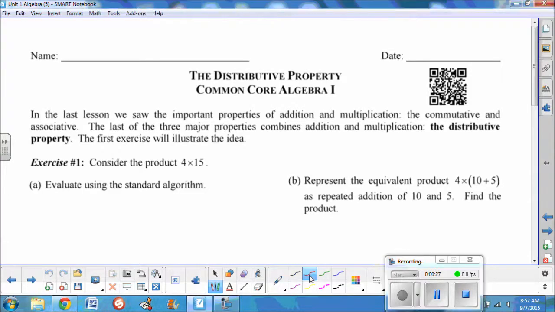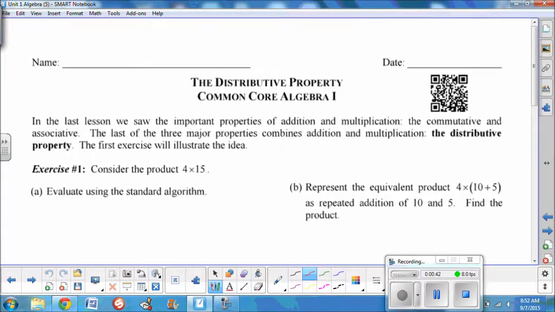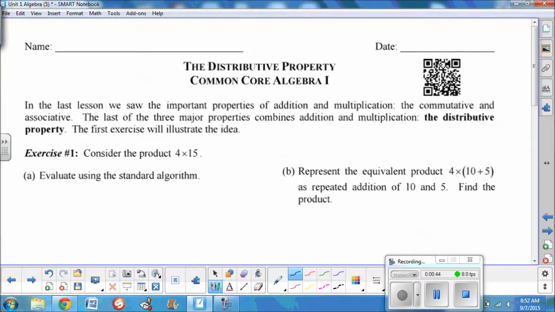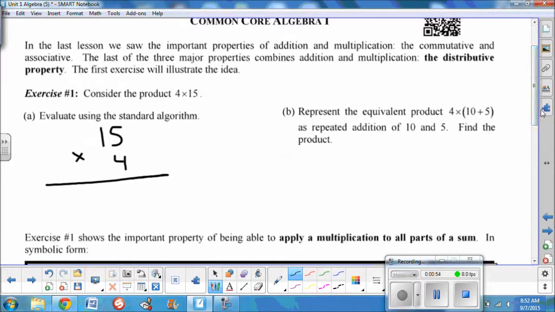So instead of starting with the algebra portion of the distributive property, let's go to something you're familiar with. Exercise 1 says, consider the product of 4 times 15. Evaluate using the standard algorithm. So your standard multiplication says 15 times 4. Okay? And we would multiply the 4 by the 5, got 20, got 2 extra 10s, 4 times 1, 4 plus 2, so we know that it's 60.